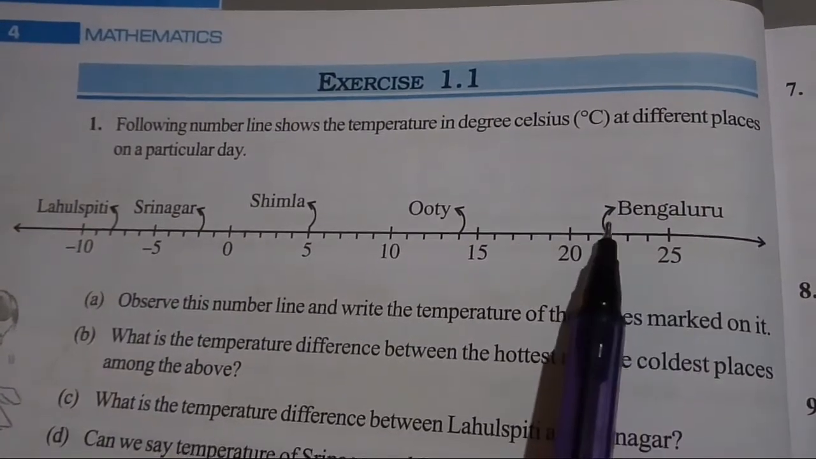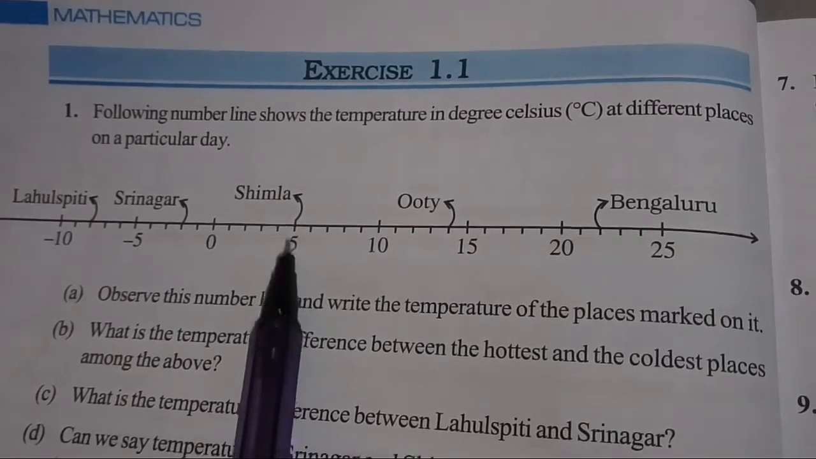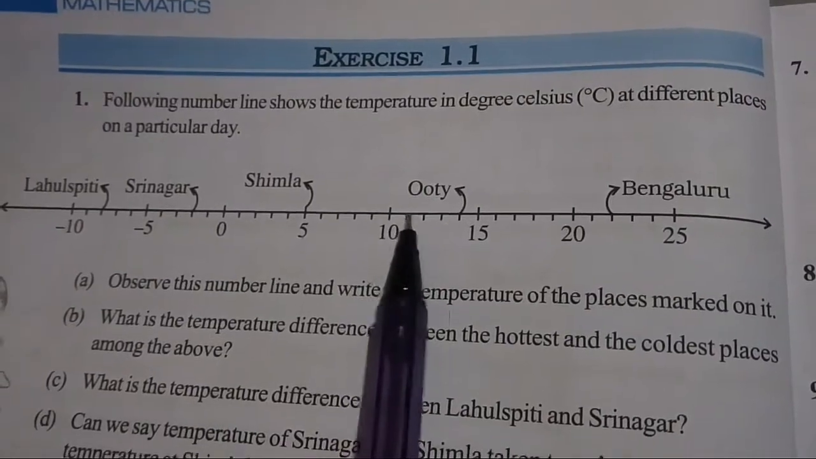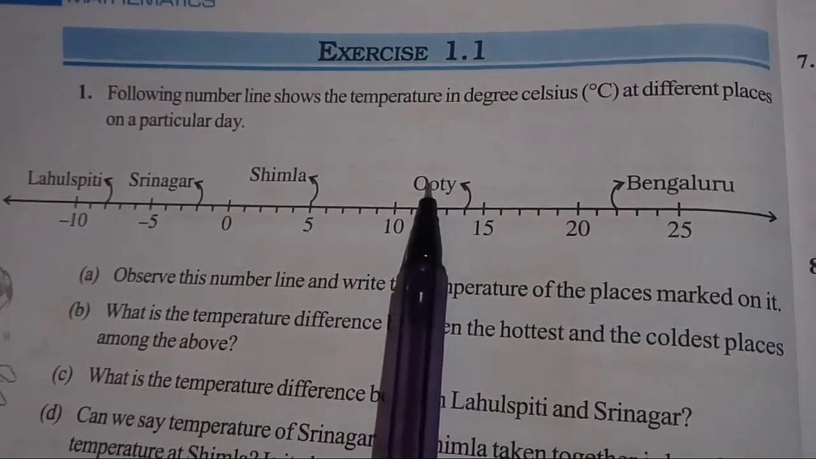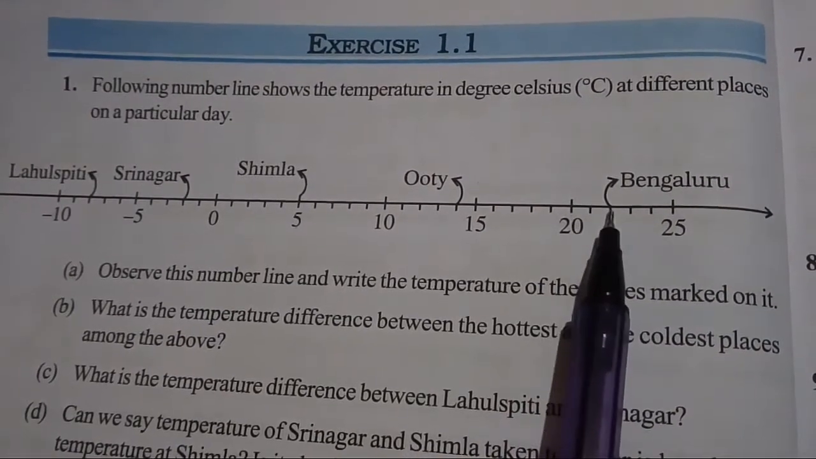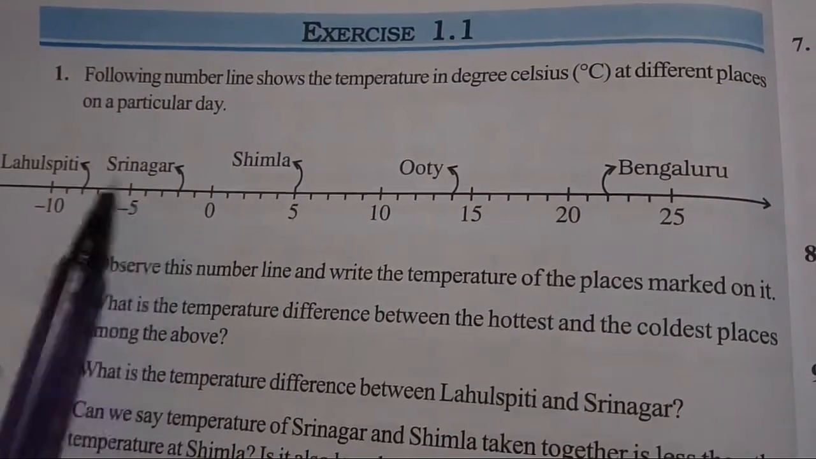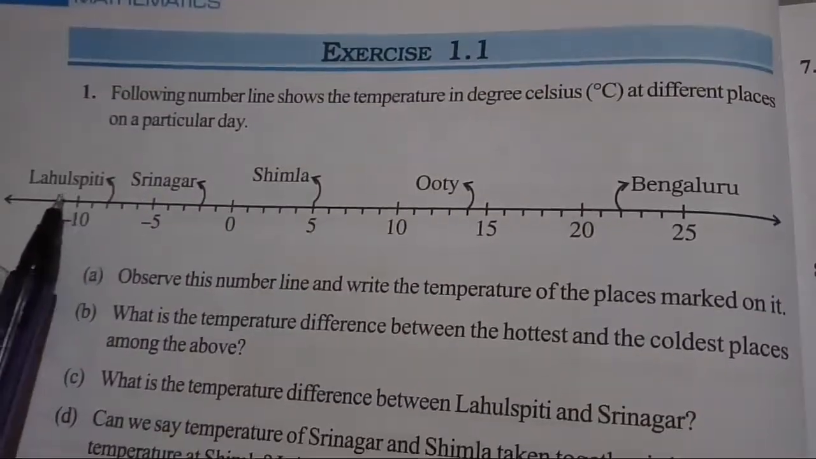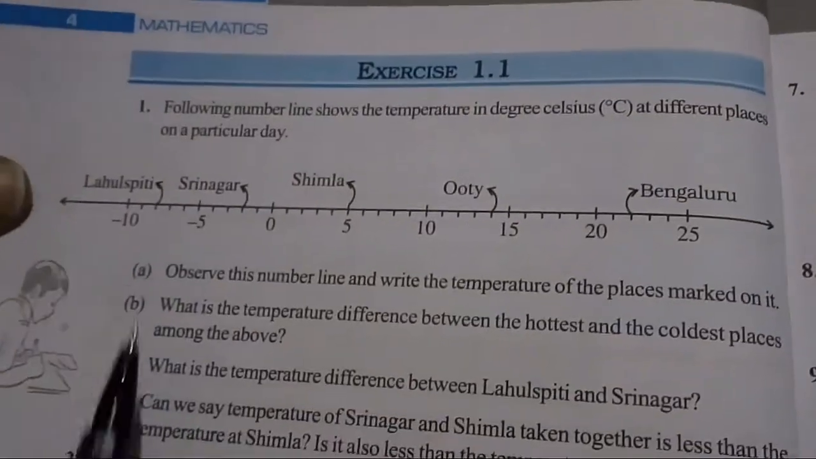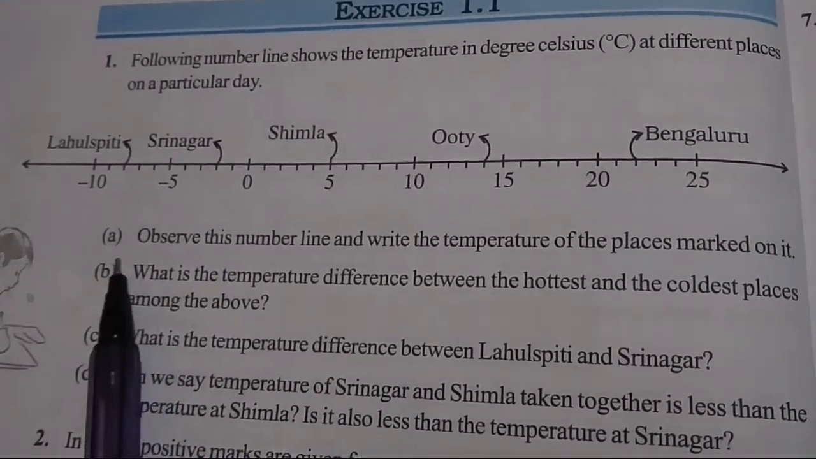Here they have given Shimla, it is 5 degrees Celsius. Ooty is given after 10, 11, 12, 13, 14 degrees Celsius, and Bangalore is 21, 22 degrees Celsius. Like this, Srinagar is -2 degrees Celsius. Lahul Spiti is -8 degrees Celsius. So using all this we need to solve these 4 questions. First one, A.